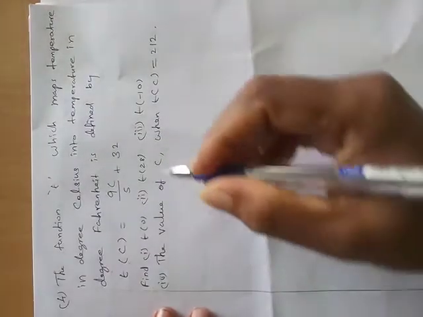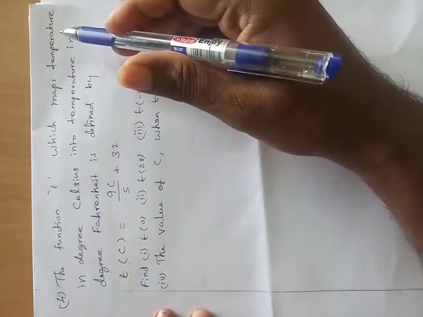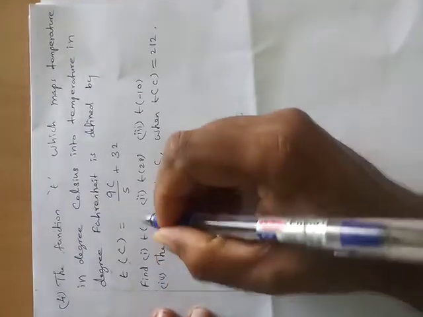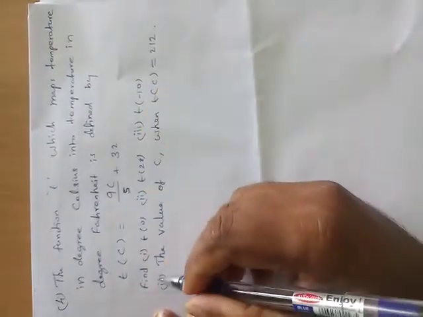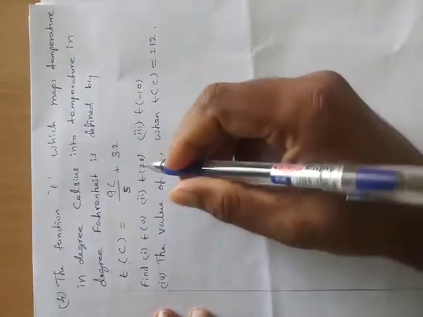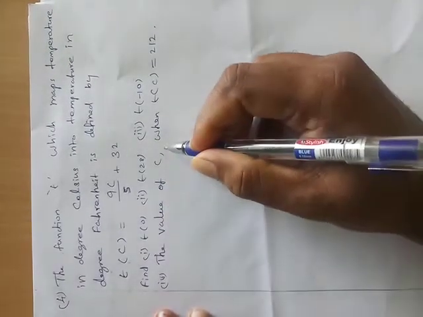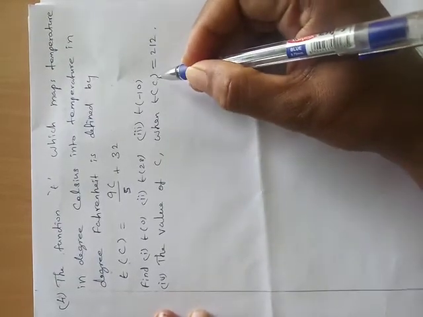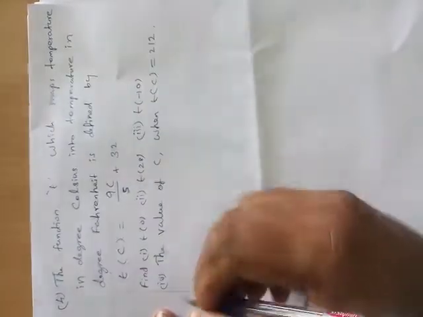Now the fourth problem. The function t, which maps temperatures in degrees Celsius into temperatures in degrees Fahrenheit, is defined by t(c) = 9c/5 + 32. Find first t(0), second t(22), third t(-10), and fourth the value of c when t(c) is equal to 212.